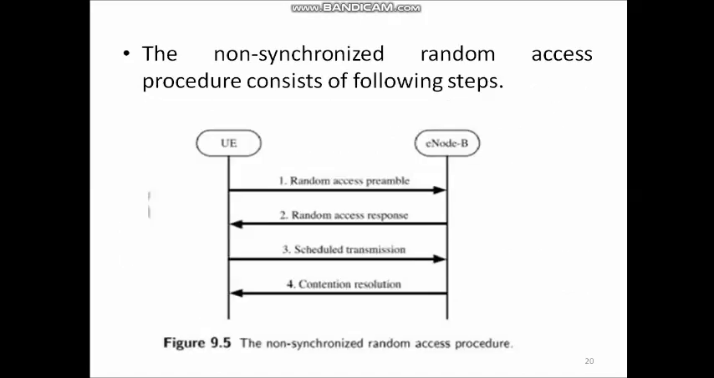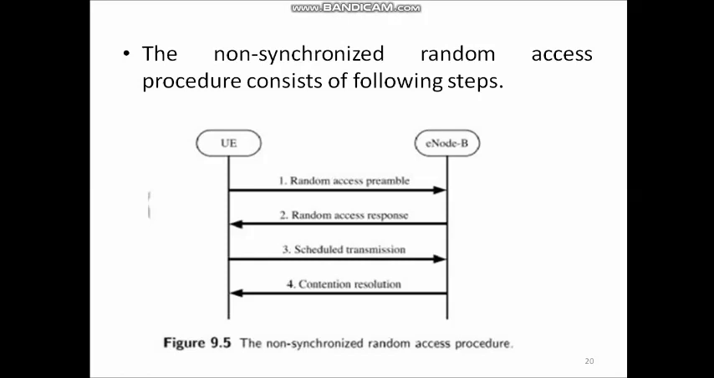Okay, the non-synchronized random access procedure consists of the following steps. As you can see in the figure, there are 4 steps in this procedure. In the first step, multiple user equipments transmit a randomly selected random access code. In response, in the second step, E node B conducts a multi-user detection process and then allocates resources to the detected user equipments.